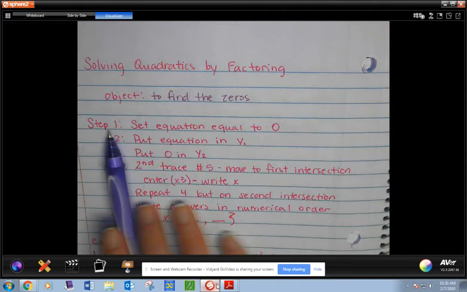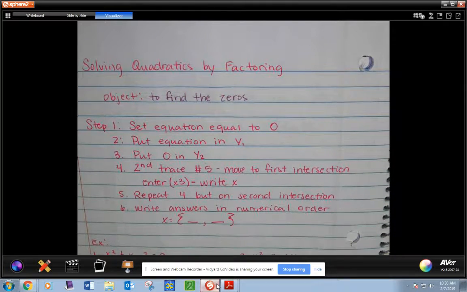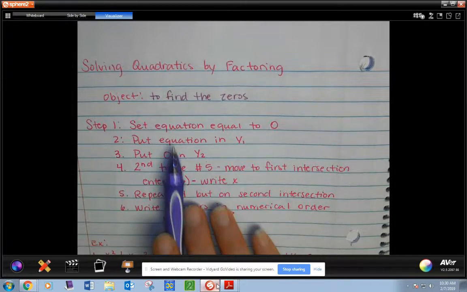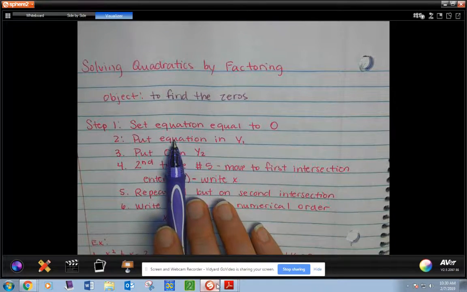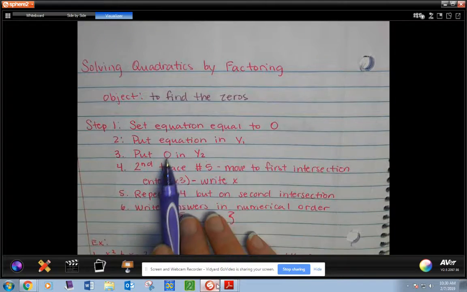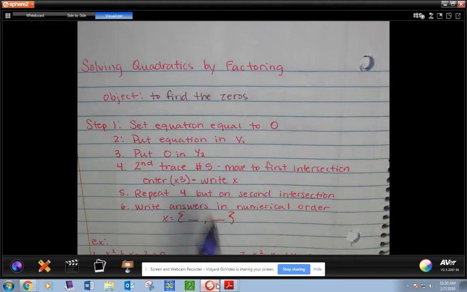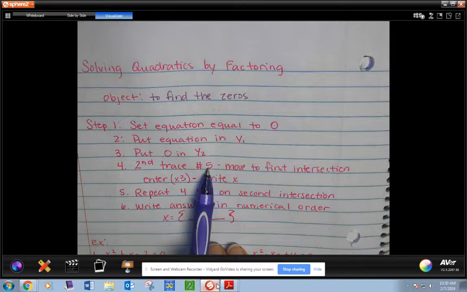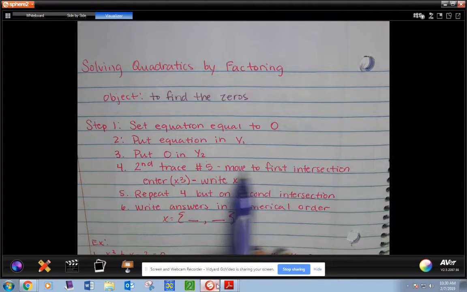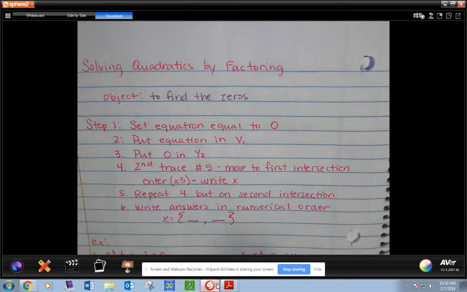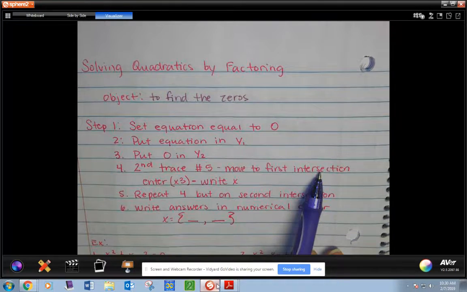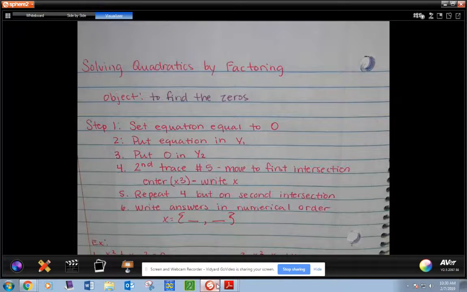So here's your 6 steps that I need you to write. First thing, you have to get the equation equal to 0. Once it's equal to 0, you put the equation in y1 and you put the 0 in y2. Then you press second trace, and we're going to do number 5 because we want where it's intersecting. You have to move to one of the intersections. I always like to go to the left one first, and then you hit enter 3 times. You may not be able to get exactly to the intersection, but you get as close as you can. And then I need you to write what your x is.